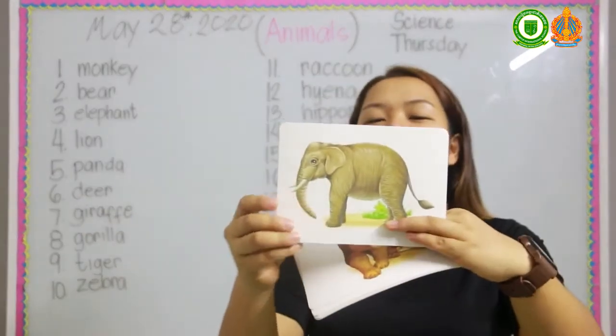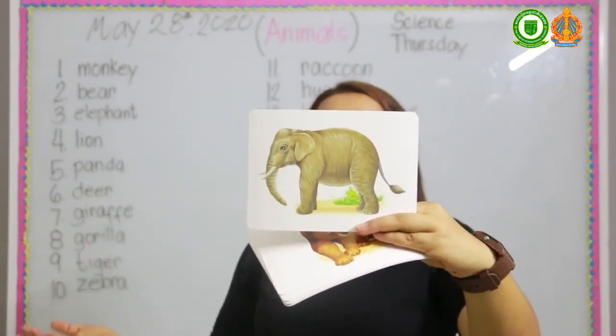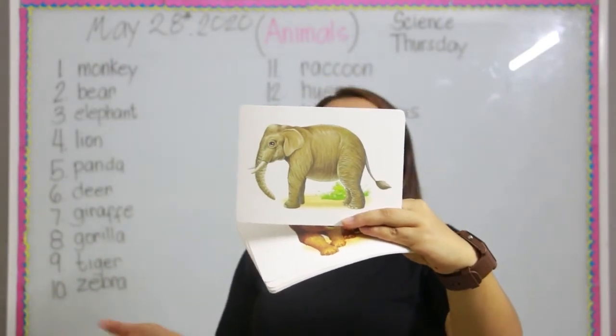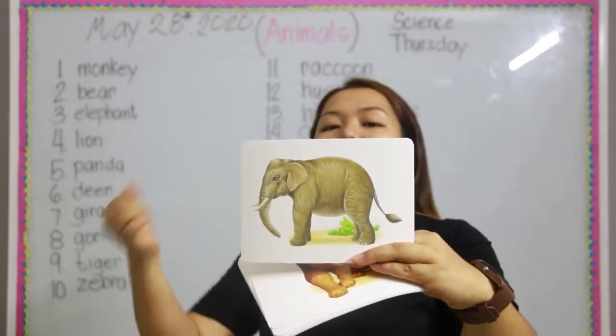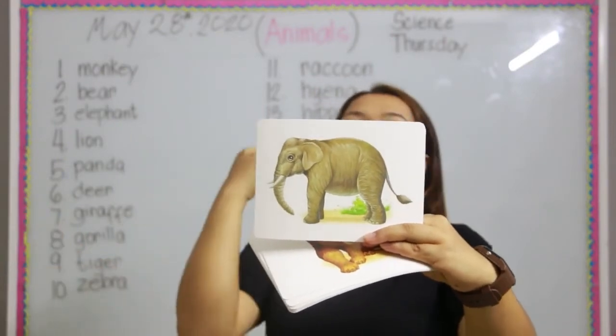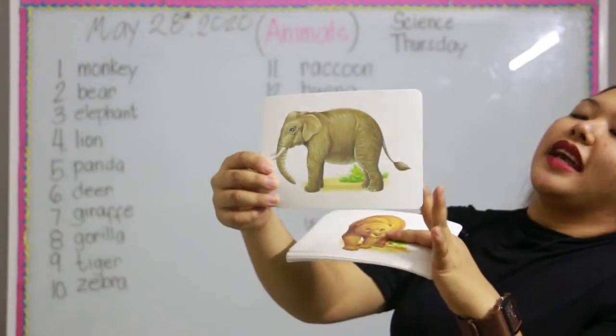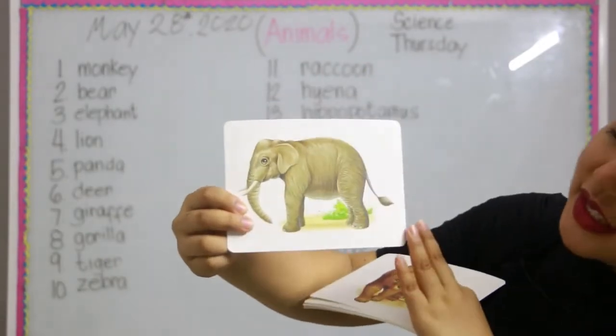Elephant. Okay, this one you're very familiar with. So elephant is one of the biggest animals in the world. I said one of. So there's still a lot of big animals, and elephant is one of them. Alright, so say it again, kids. Elephant.